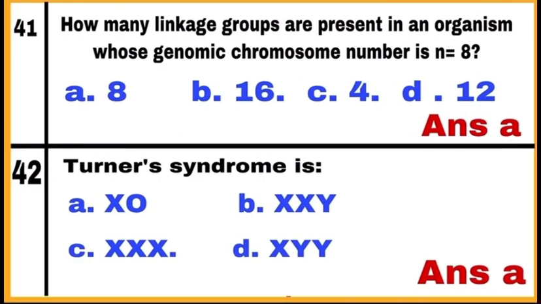Question 41. How many linkage groups are present in an organism whose genomic chromosome number is n equal to 8? Number of linkage groups in an organism is equal to its haploid number of chromosomes. Therefore, here linkage groups are 8 as n is equal to 8. So, mark A as a correct answer. Question 42. Turner syndrome is XO condition. So, here mark A as a correct answer.